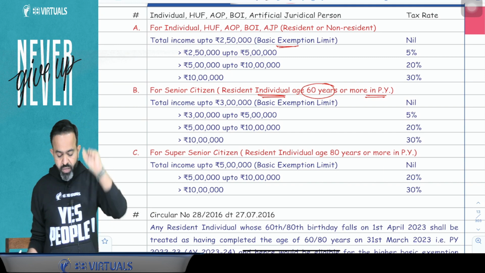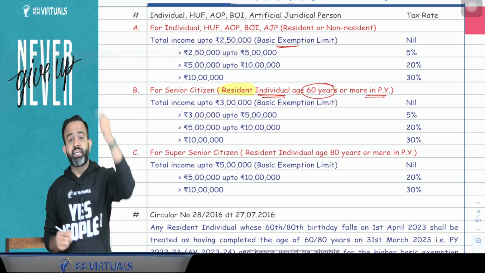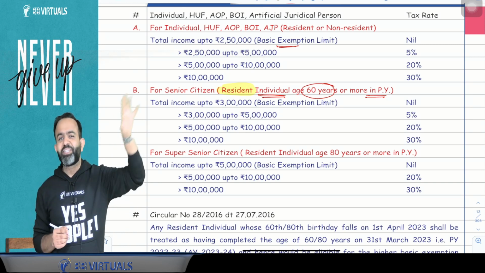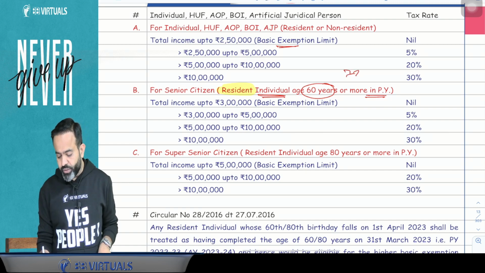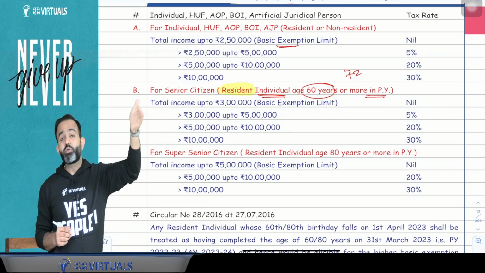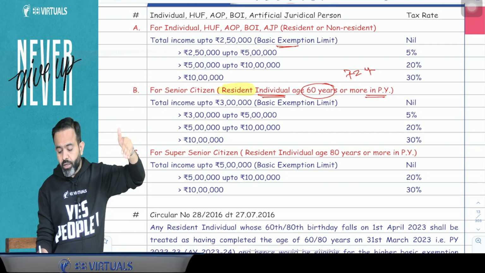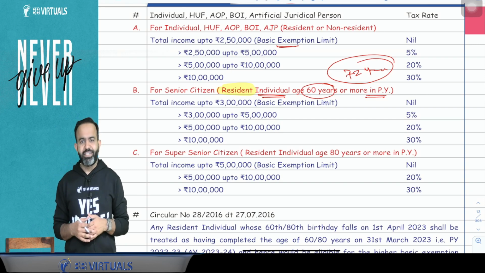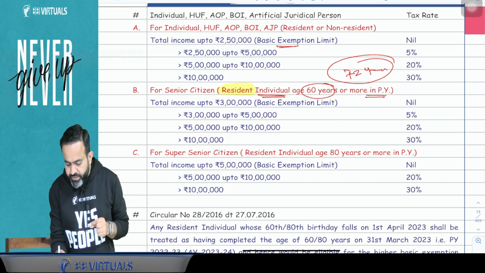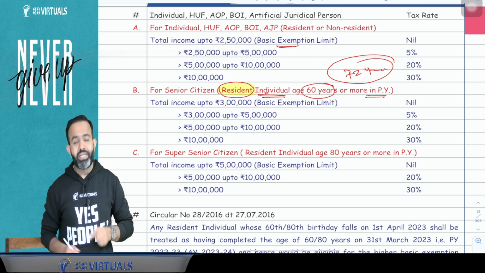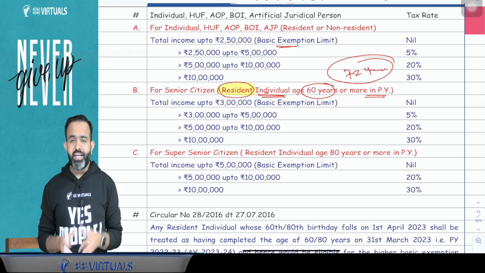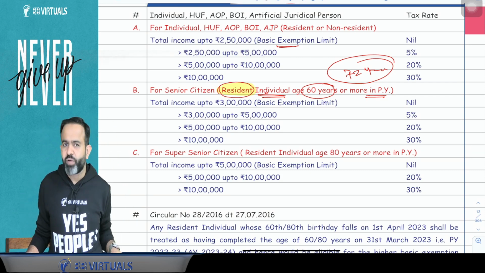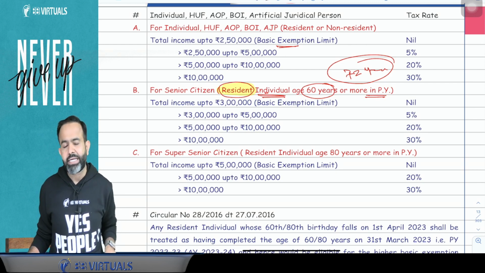But guys, remember here lawmakers mention that resident individual. It means, for an example, there is one person, name is Mr. Lobo. He is located in USA, and suppose he is a non-resident, his age is 72 years. Question is, will that person be treated as senior citizen or not? Answer is no. That person is not treated as senior citizen, because senior citizen means that person should be a resident in India, resident individual age 60 years or more in a previous year, then only that person will be treated as a senior citizen. So for senior citizen up to 3 lakh there is no tax. 3 lakh to 5 lakh, 5%, 5 lakh to 10 lakh, 20%, more than 10 lakh, 30%.